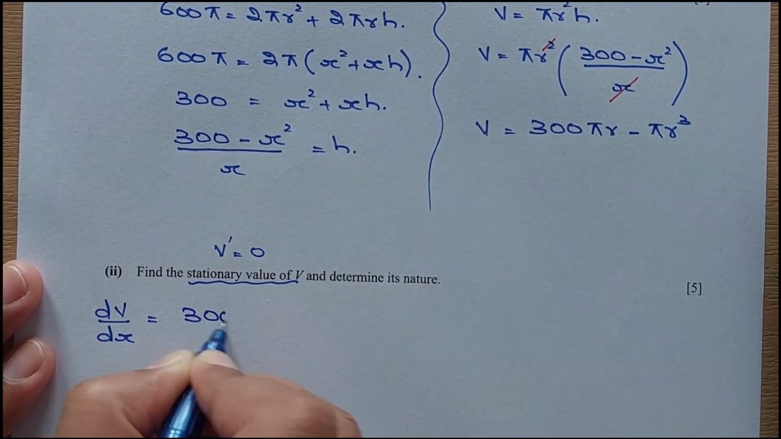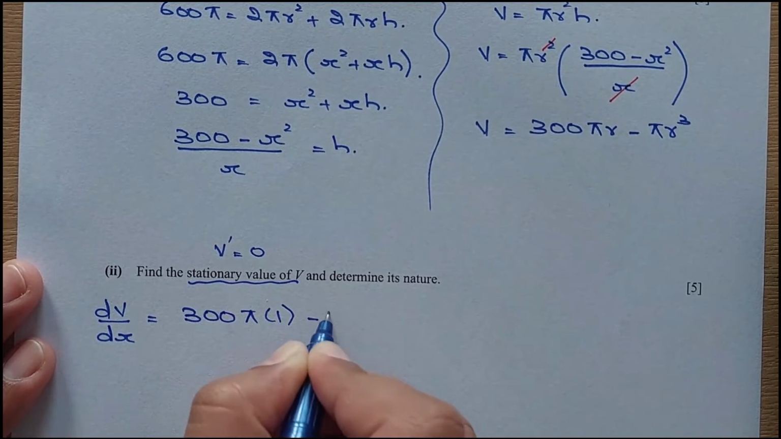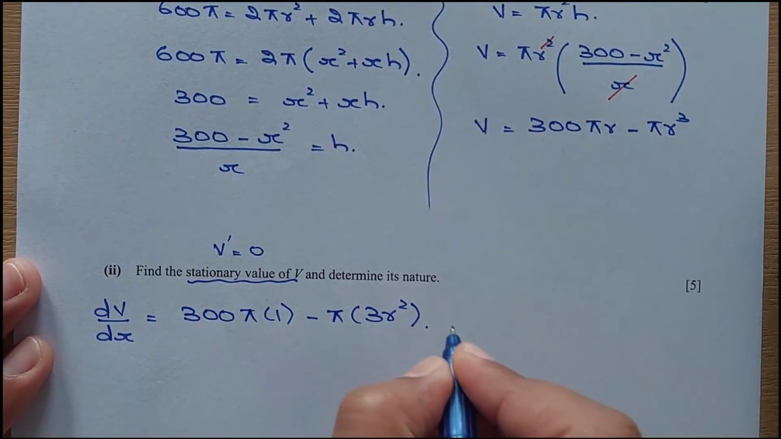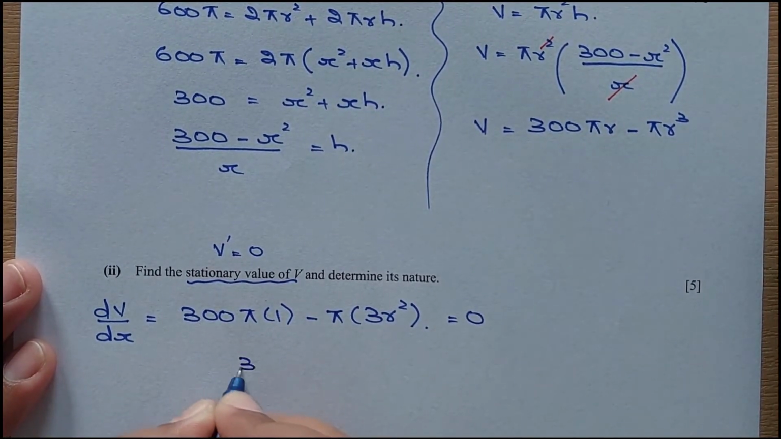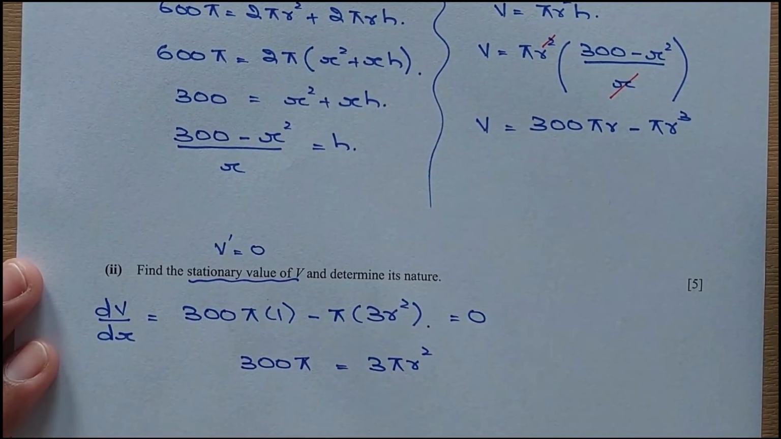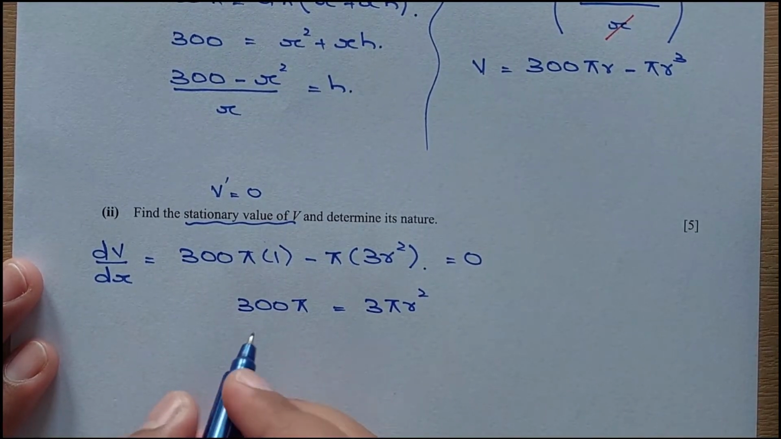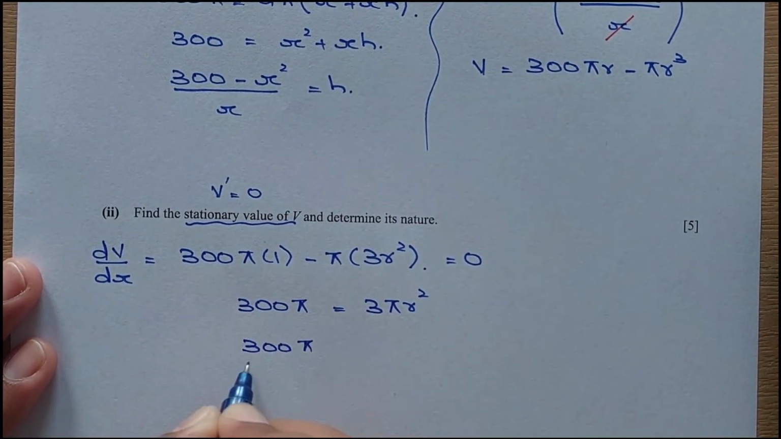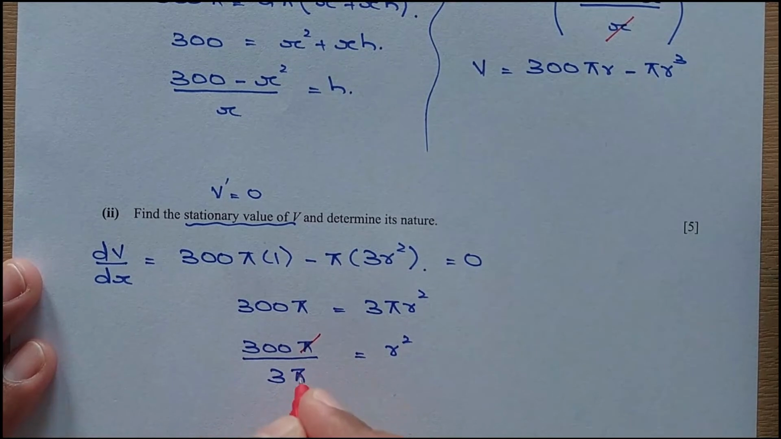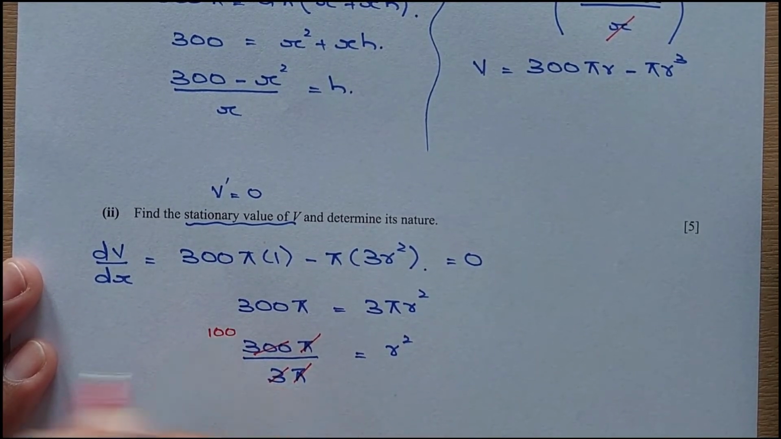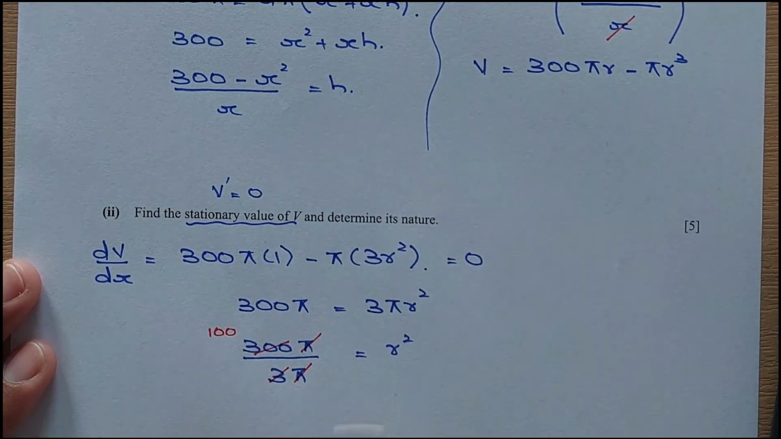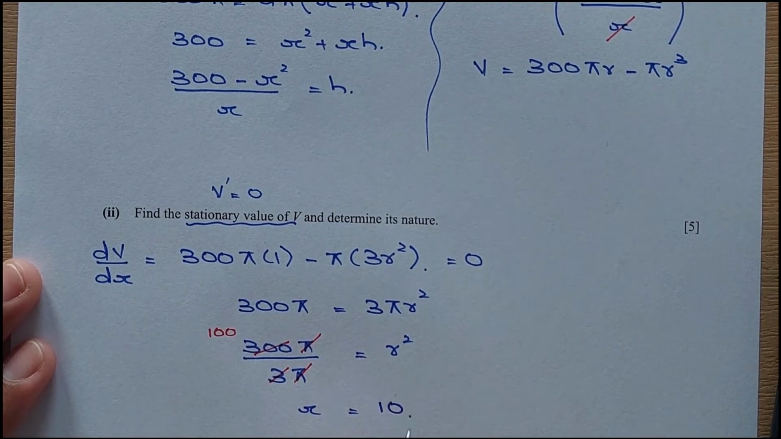So this is 300 pi, the derivative of r is 1, and minus pi, the derivative of r cube is 3r square, right? Now put this equal to 0. The derivative equals 0. We have 300 pi equals 3 pi r square. And let me solve for the r value here. Okay, so 300 pi divided by 3 pi equals r square. So we can cancel the pi. 3 is cancelled with 300. We have 100 equals r square, and what is the square root of 100? That is 10. So the r value is equal to 10.